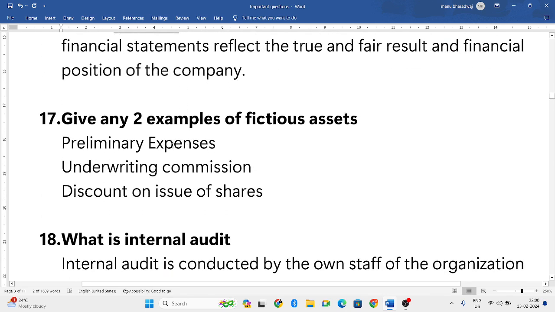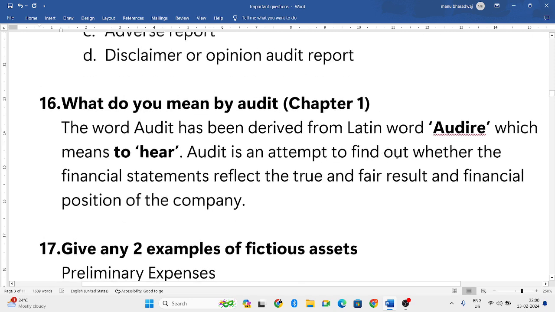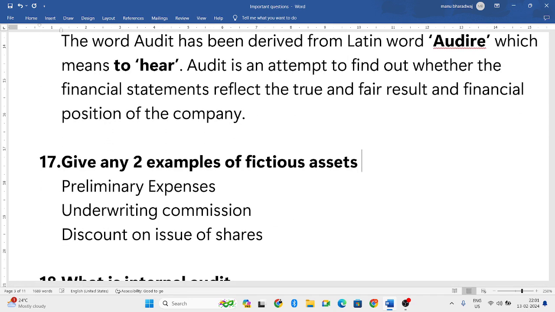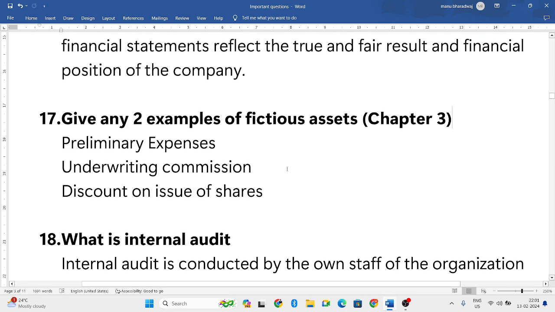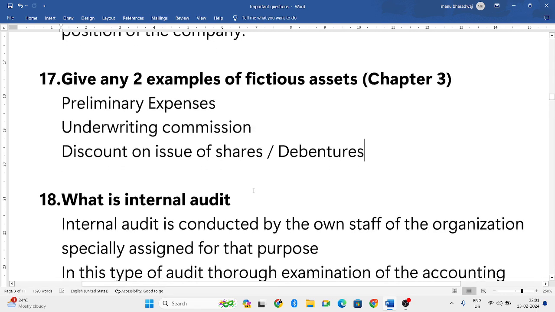Next, give two examples of fictitious assets. This is from chapter number 3. Preliminary expenses, underwriting commission, discount on issue of shares, or discount on issue of debentures. All these things you can write as examples.